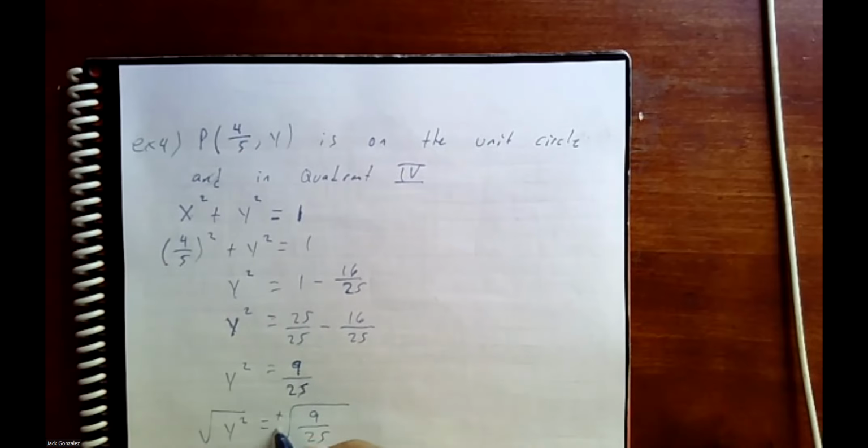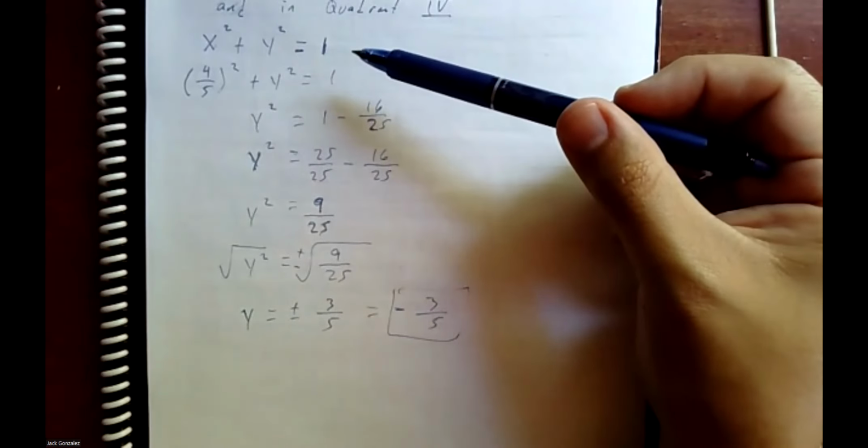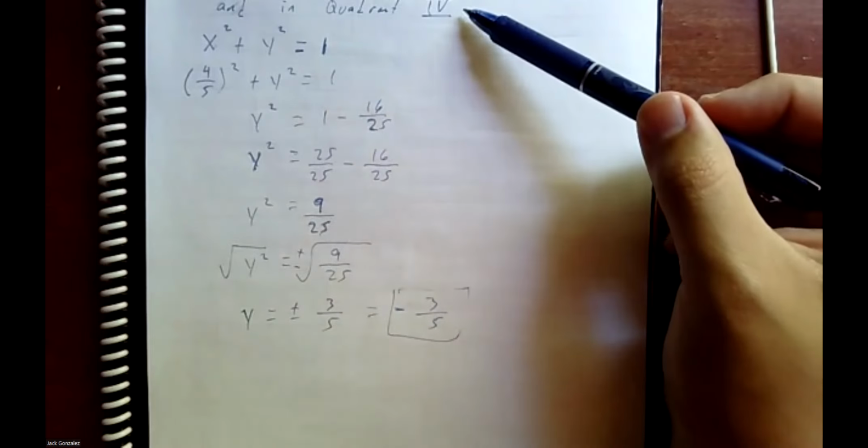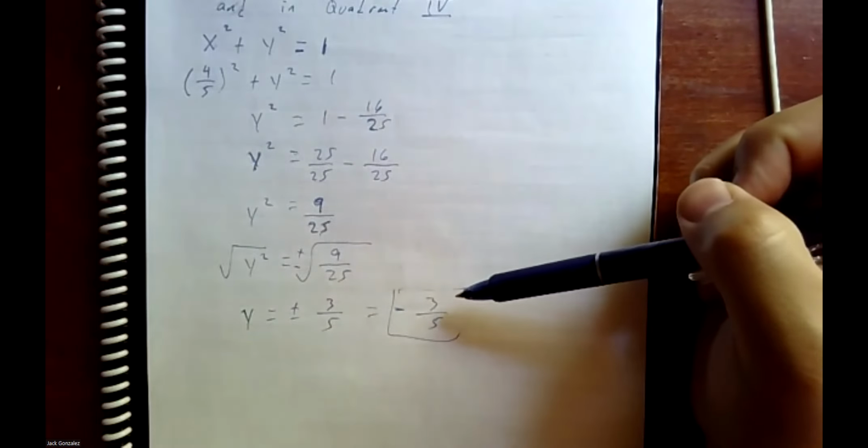But whenever you square root both sides, you have to tack on the plus or minus. So y is equal to plus or minus 3/5 when you square root both parts. So you choose the minus because of the quadrant. We said that y is negative. So this will be your answer for y. So when you solve these, use the formula. Then remember the quadrant and choose the correct sign. Okay? That's all you got to do.